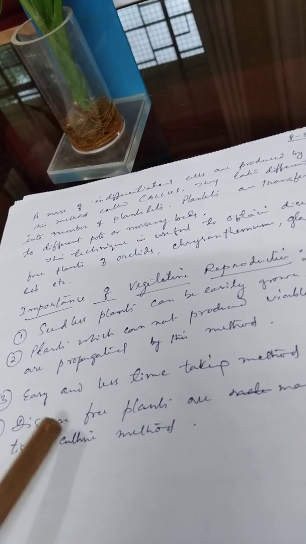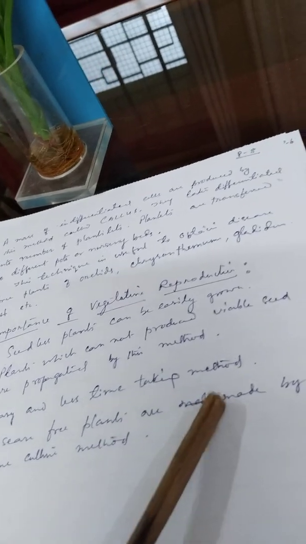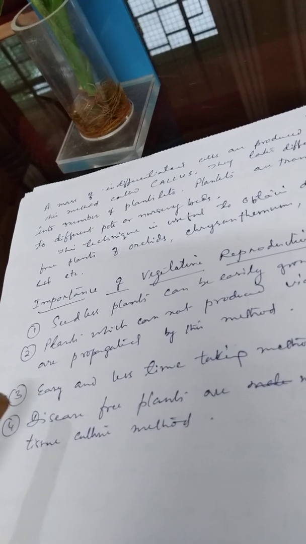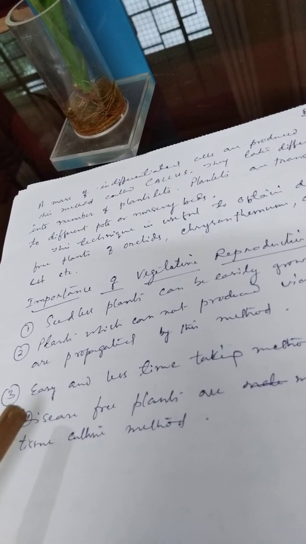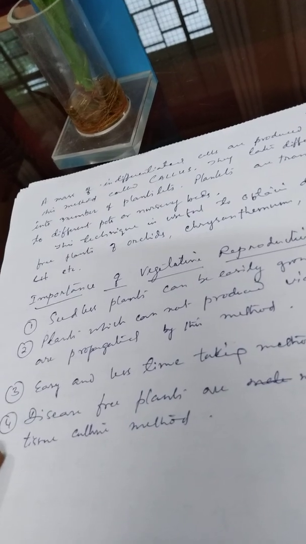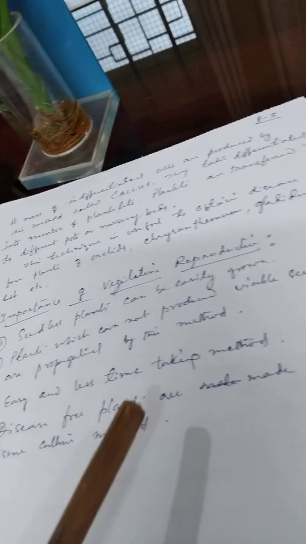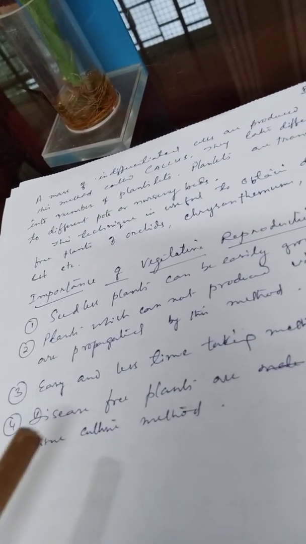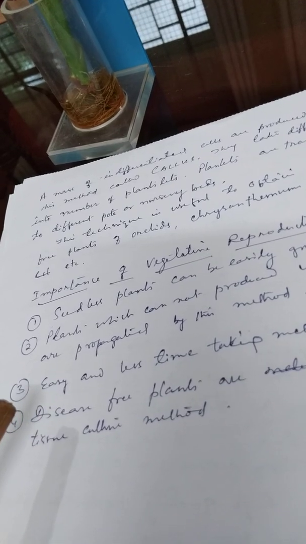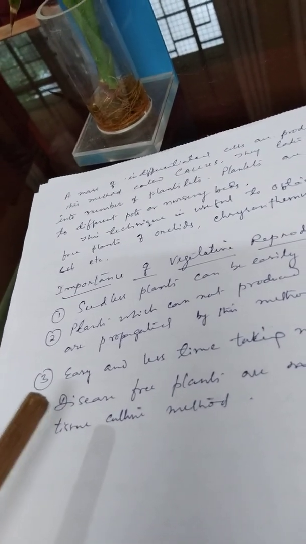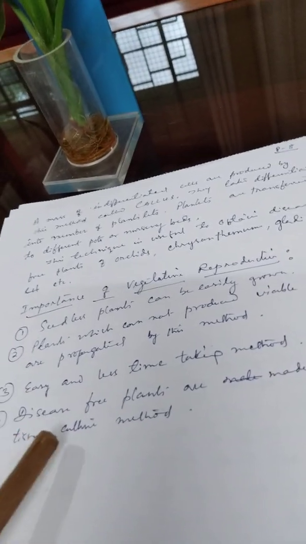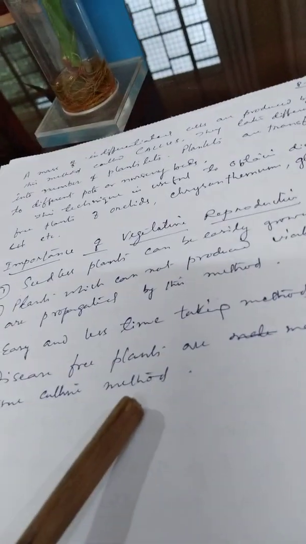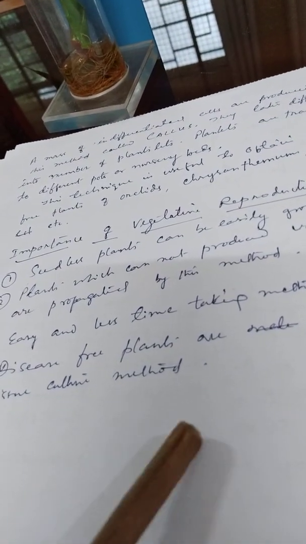Number 3, an easy and less time-taking method. Very easy because we don't have to wait for the season for this method. Number 4, disease-free plants are made by the tissue culture method, because tissue culture is always a cell culture method. That's why a cell can be disease-free. Hence, the full plant will be disease-free by the tissue culture method.